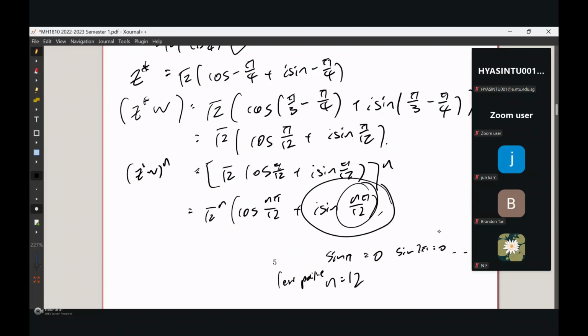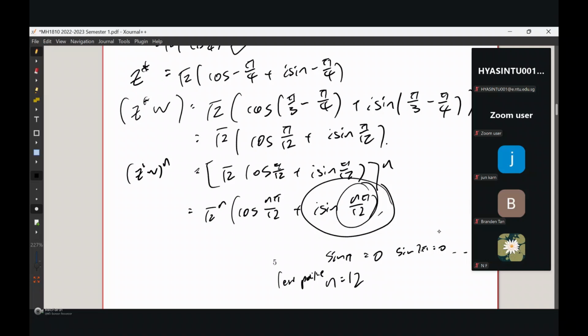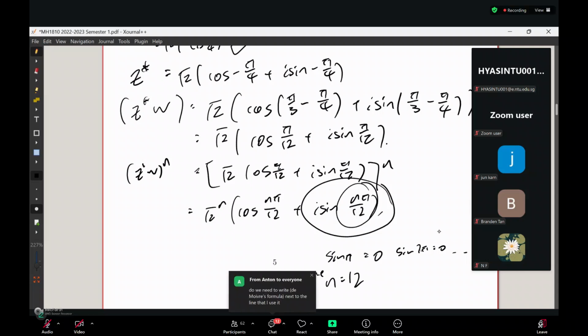Okay, I have a couple of questions here. Can we convert it to exponential form? Yes, you can convert to exponential form and solve. That's fine. Can you give an example of 3 chord? How to write the process? What do you mean 3 chord? Then one more: do I need to write down my calculation and thinking process when drawing diagrams? You should, but if you don't, you will still be awarded the full marks. Do we need to write De Moivre's formula next to the line where I use it? If you want, you can. Otherwise, not very particular.